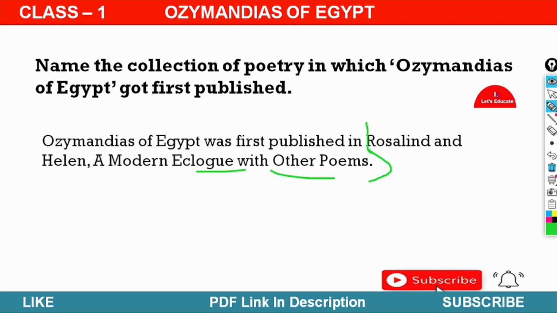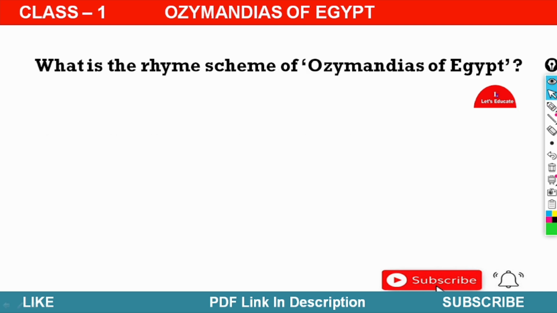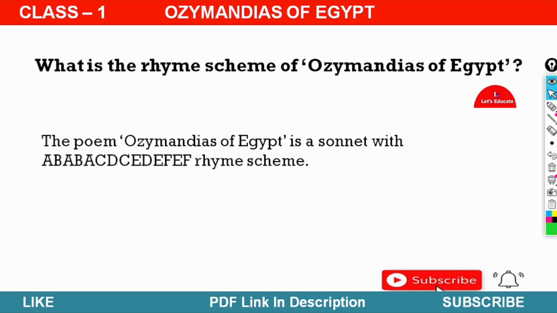Okay. Let's see our next question. What is the rhyme scheme of the poem? What is the rhyme scheme of Ozymandias of Egypt? Answer is, the poem Ozymandias of Egypt is a sonnet with rhyming scheme of A, B, A, B, A, C, D, C, E, D, E, F, E, F.